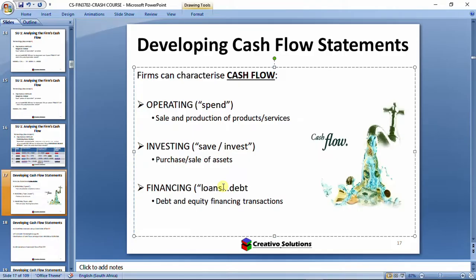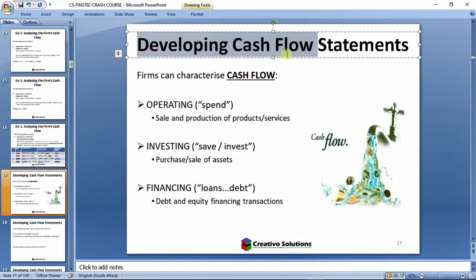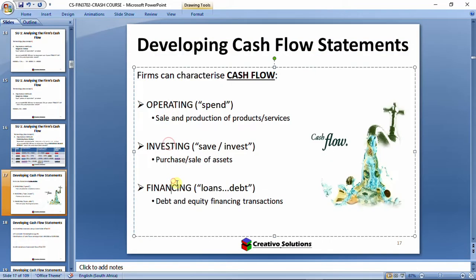Debt. Okay, you're financing debt. So that's what you're looking at here when you're looking at cash flows. Remember, those statements provide you with this information. You can see the operating cash flow, you can see the investing cash flow, and you can see the financing cash flow within the organization.